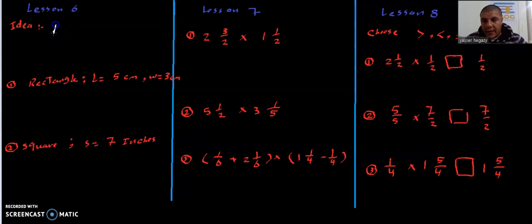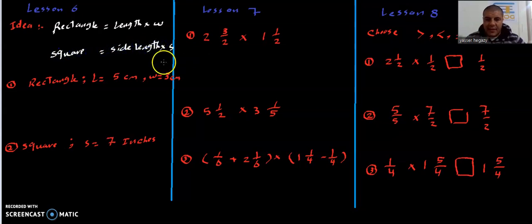If it's a rectangle, the area is equal to length multiplied by width. If it's a square, the area is side length multiplied by side length, which is S, or you can say S multiplied by S.